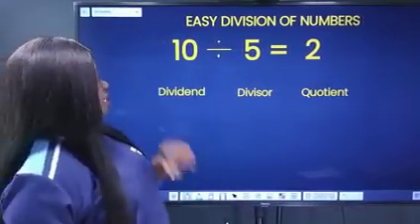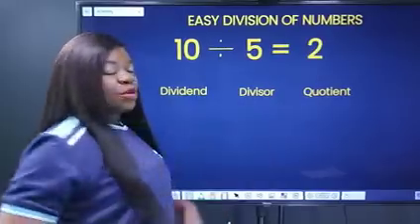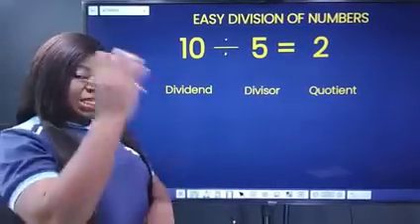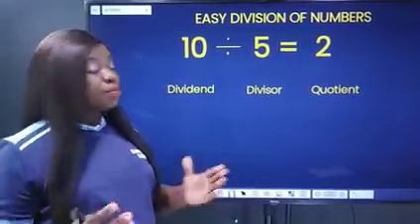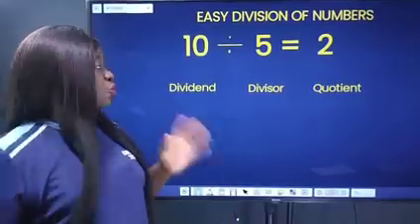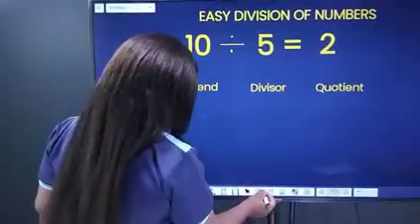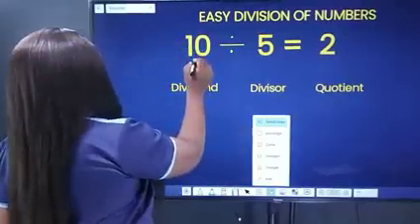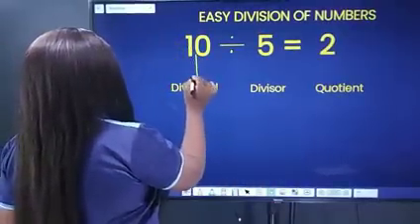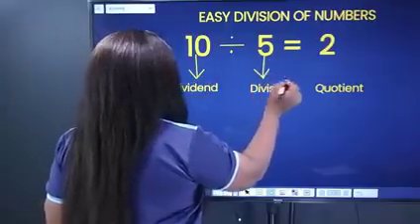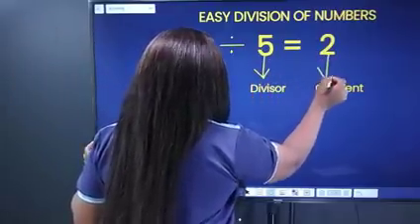Now if you have, for example, 10 divided by 5, we all know that 10 divided by 5 is equal to 2. It means breaking 10 down into smaller pieces or into smaller groups using a group of 5. Now you need to take note that 10, which is the larger number here, is the dividend, 5 is the divisor, and 2 is the quotient.